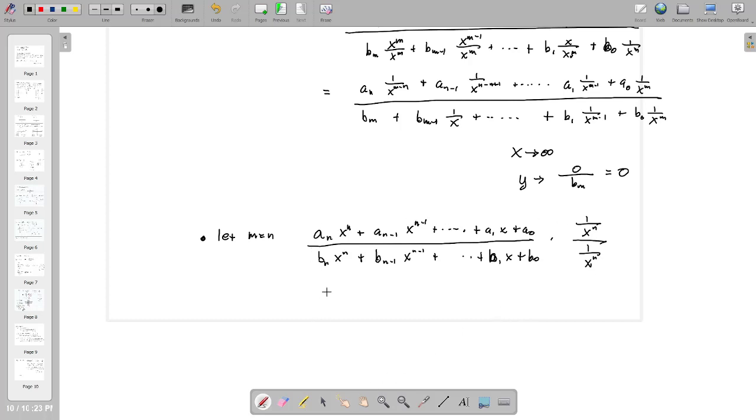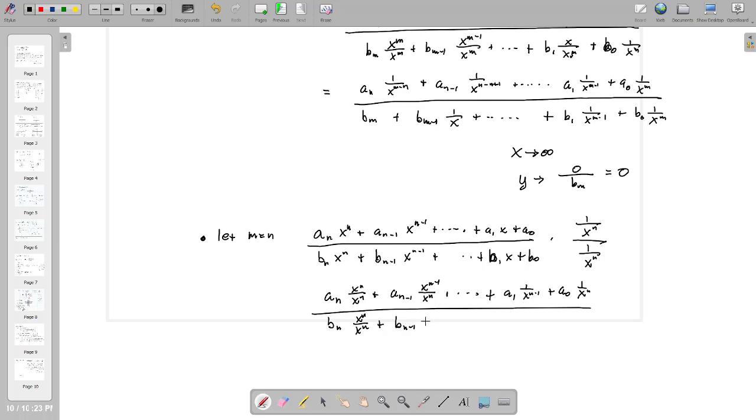Distribute it all through, and we get a sub n, x to the n over x to the n, a sub n minus 1, x to the n minus 1 over x to the n, down to a sub 1, 1 over x to the n minus 1 plus a sub 0, 1 over x to the n, divided by b sub n, x to the n over x to the n, plus b sub n minus 1, x to the n minus 1 over x to the n, all the way down to b sub 1, 1 over x to the n minus 1, plus b sub 0 times 1 over x to the n.